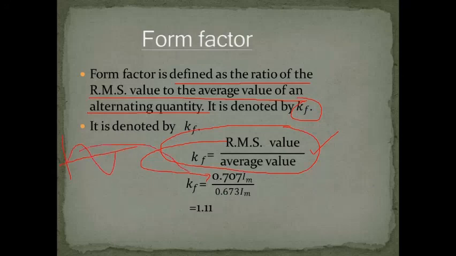For this, the RMS value is 0.707 Im, and the average value is 0.637 into Im. So this Im will cancel. Finally we will get 1.11. This factor value for an alternating quantity of a fundamental AC signal is 1.11.